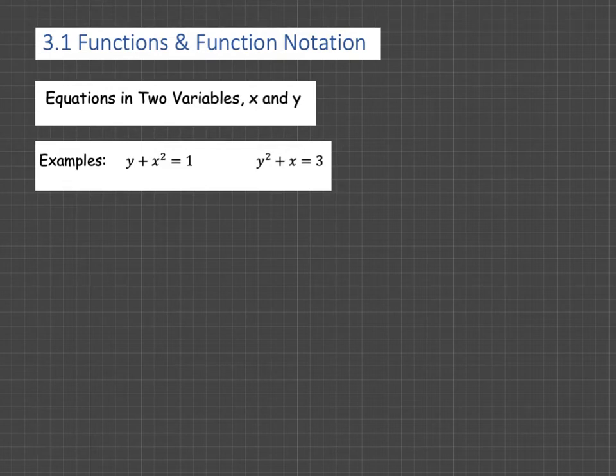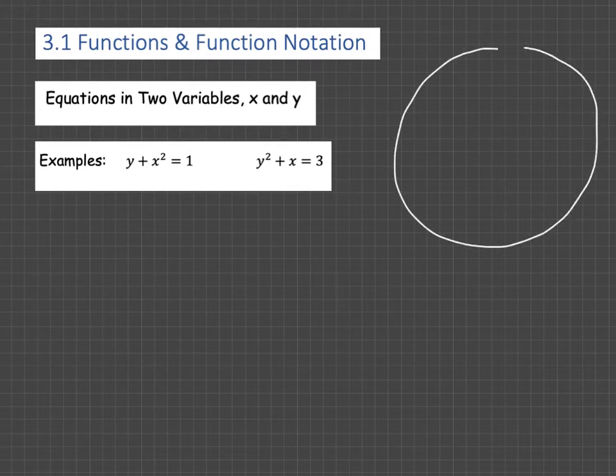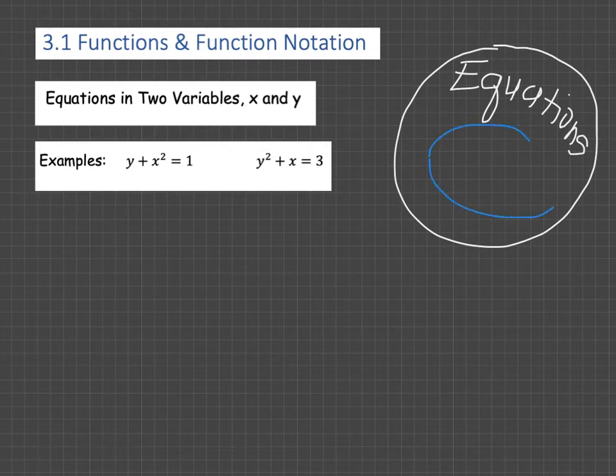Section 3.1 is on functions and function notation. What we're doing in this section is taking equations, which we have now talked about, solved, and graphed, and defining a subset of those equations that are functions. So functions are basically a special set of equations. All functions are equations, but not all equations are functions.